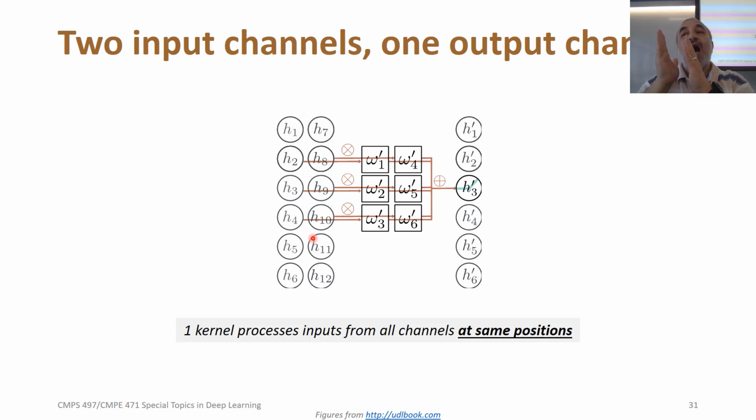When we have 2 output channels, as we increase the number of output channels, will the parameters increase or decrease? Will increase, right?